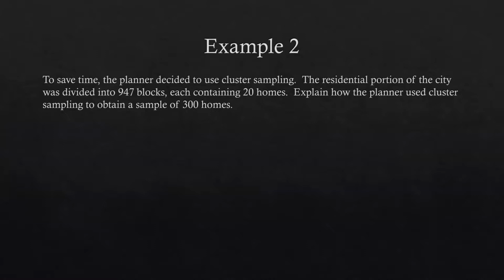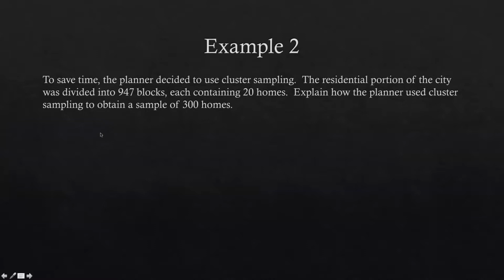Explain how the planner used cluster sampling to obtain a sample of 300 homes. So, we have 20 homes per block. So the first thing, step 1, the planner would take the 947 blocks as clusters, thus dividing the population of the city into 947 groups.